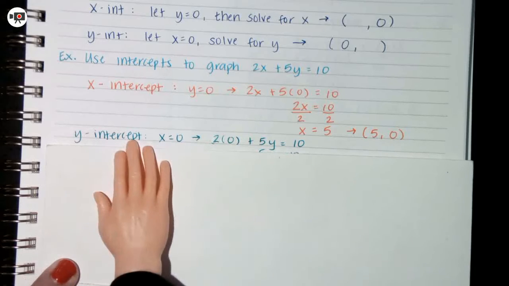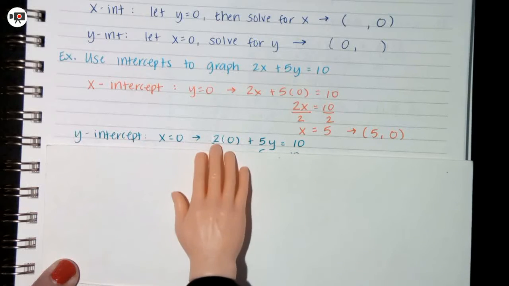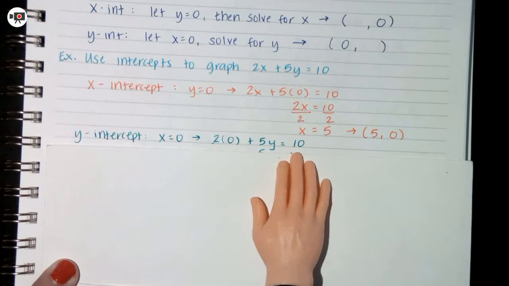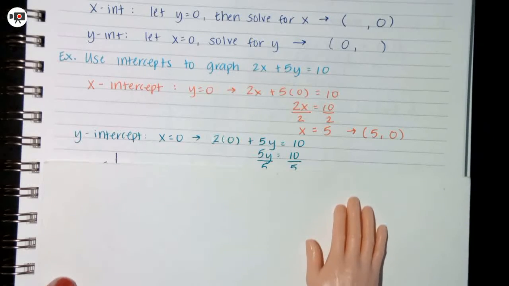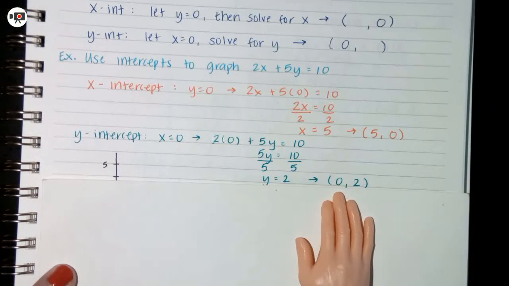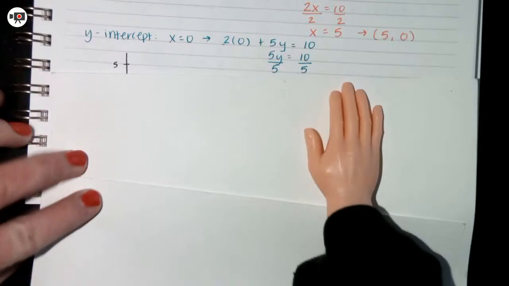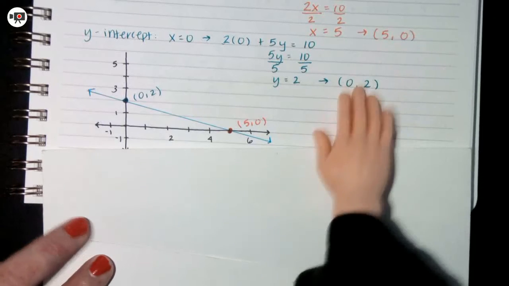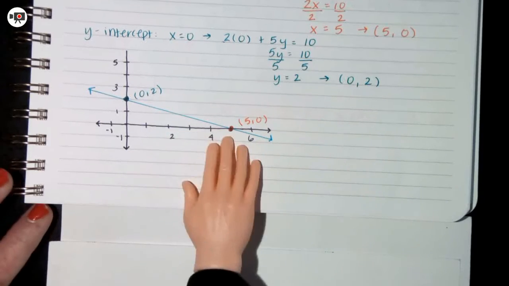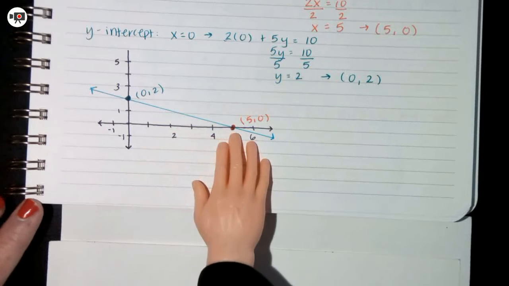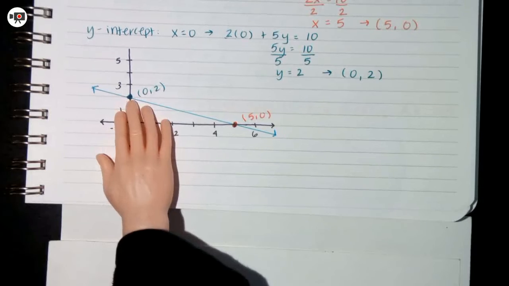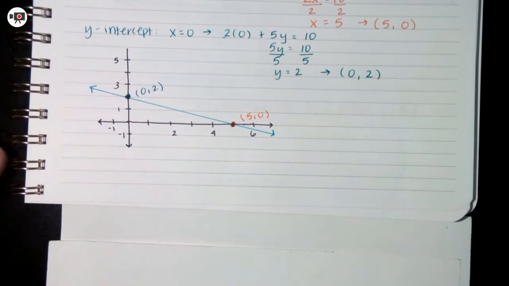Then we have for the y-intercept, x is 0, so that is 2 times 0 plus 5y equals 10. So that's 5y equals 10. Divide each side by 5 to get y equals 2 for the point 0, 2. Then to graph that, I have my 2 points, and we would put 5, 0, so to the right 5, up 0, and 0, 2, side to side 0, up to 2, and connect with a line.